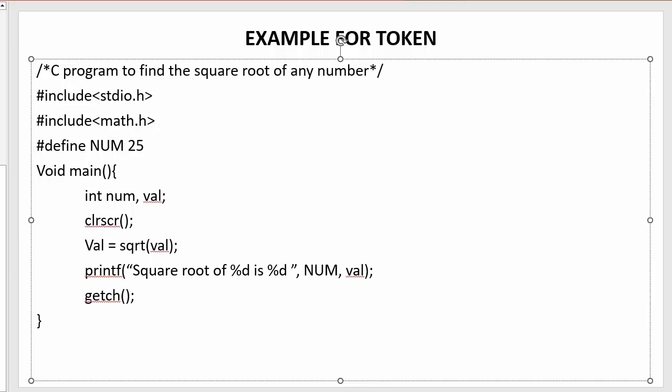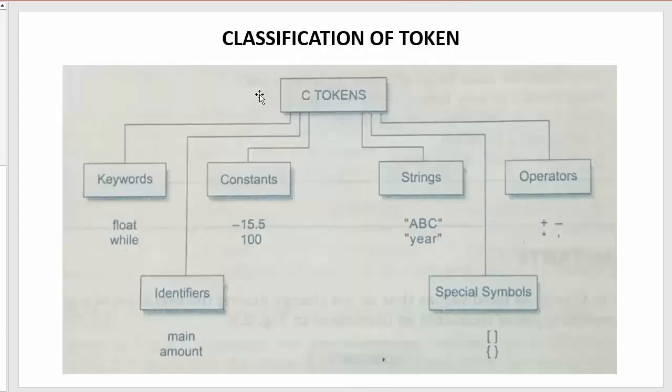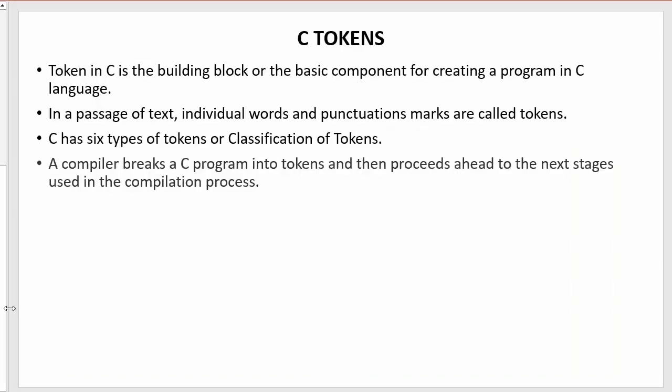Now next, here I have written the classification of tokens. As I have told you, tokens are classified into six categories. First one is keywords, then second one is identifiers, then constants, strings, special symbols, and then operators. One by one we are going to see these concepts in our upcoming videos. So this is everything about tokens.